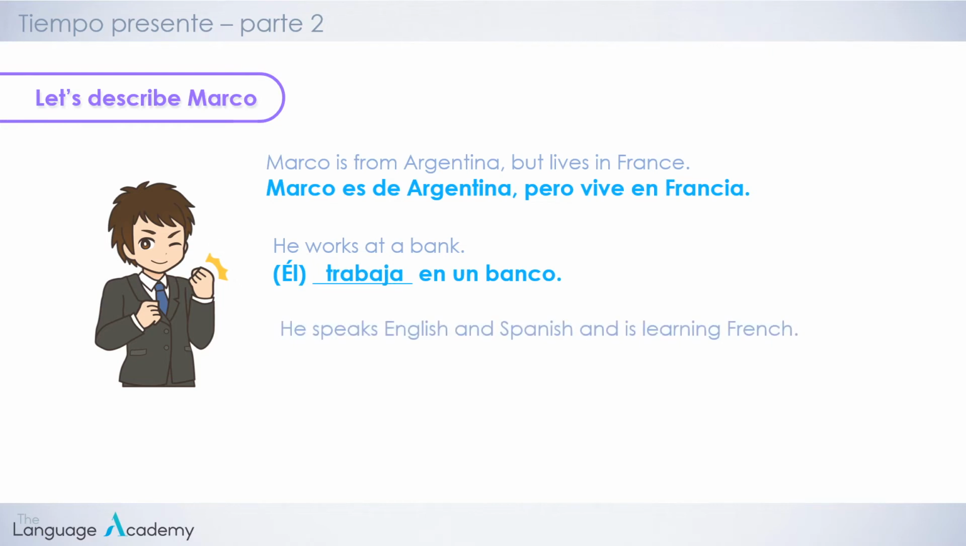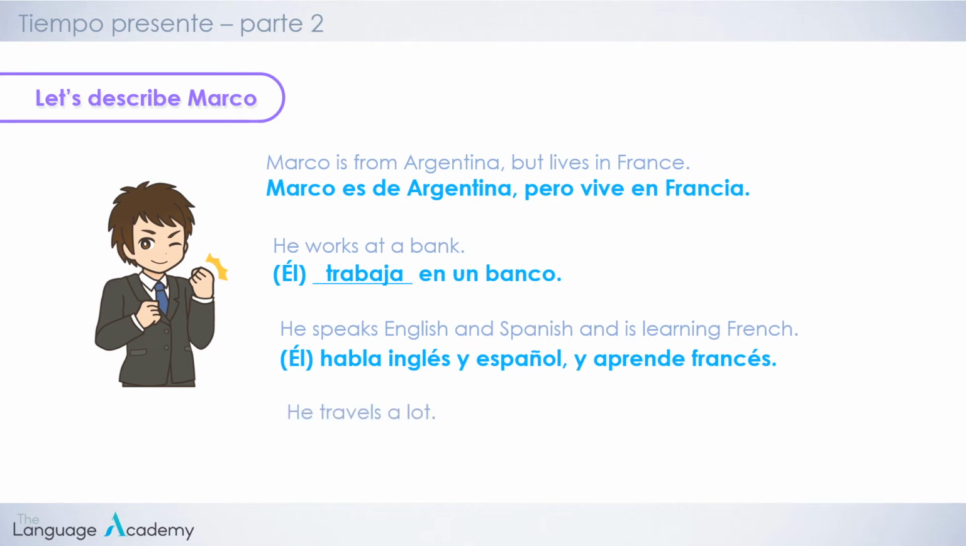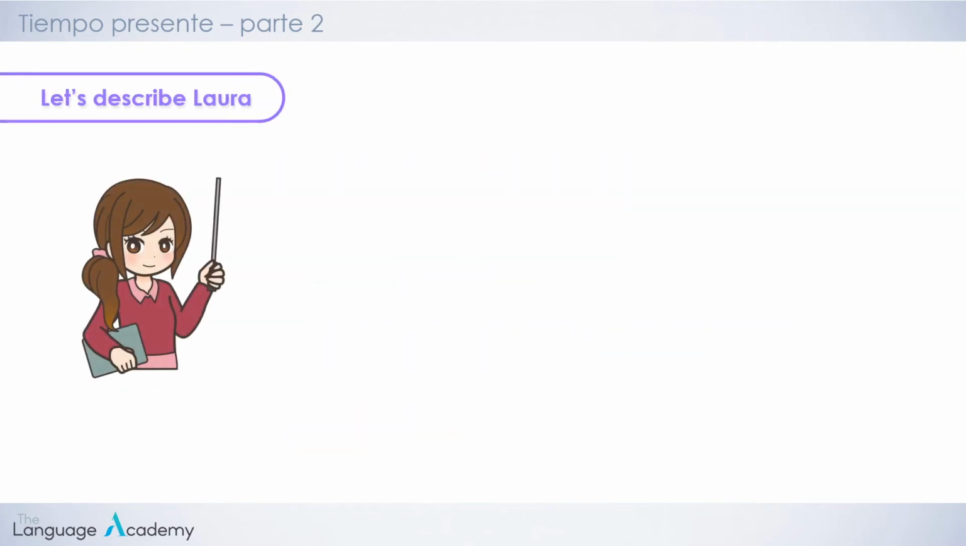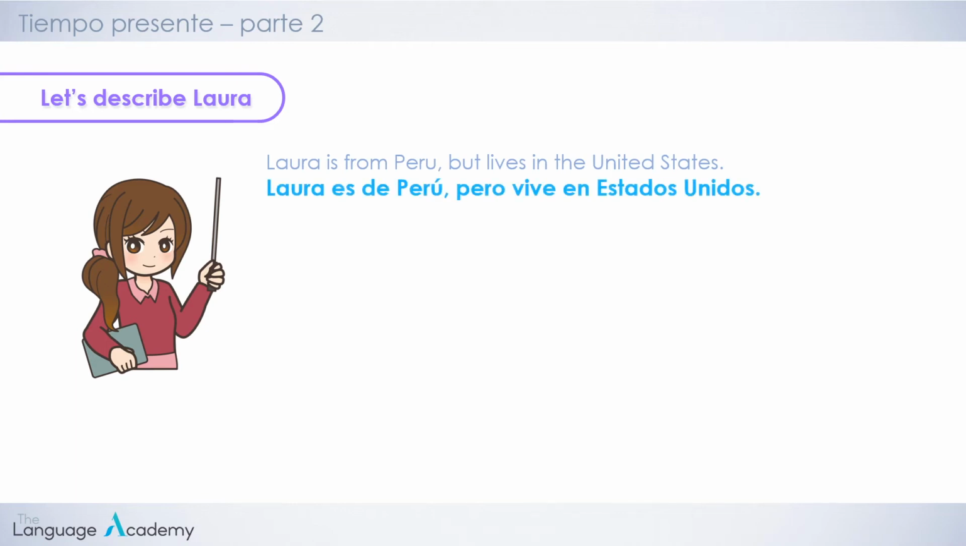He speaks English and Spanish and is learning French. Él habla inglés y español y aprende francés. He travels a lot. Él viaja mucho. Now let's continue describing this person. Let's say, Laura is from Peru, but lives in the United States. Laura es de Perú, pero vive en Estados Unidos.